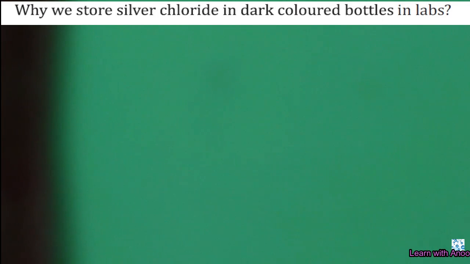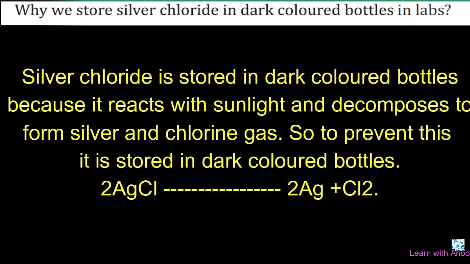Next, why do we store silver chloride in dark colored bottles in the laboratory? Answer. Silver chloride is stored in dark colored bottles because it reacts with sunlight and decomposes to form silver and chlorine gas. So to prevent this, it is stored in dark colored bottles.